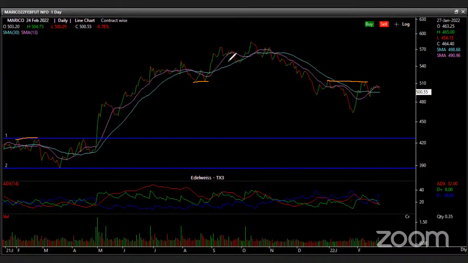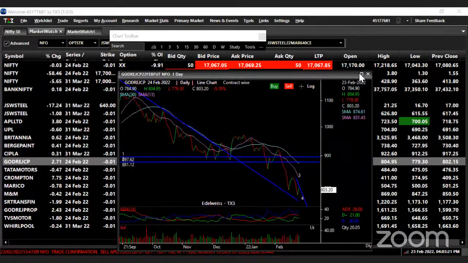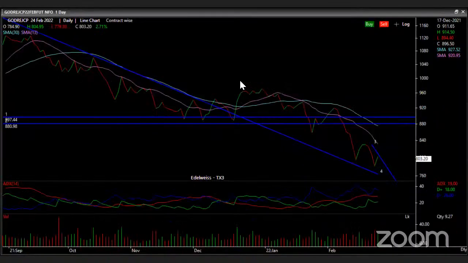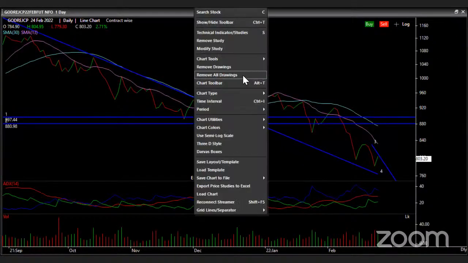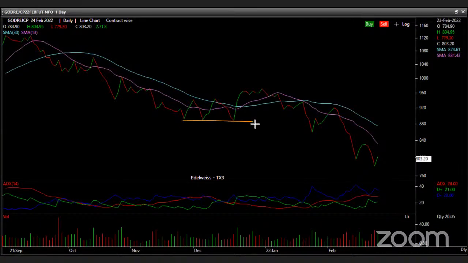So whenever we see this kind of double tops and double bottoms, we can react as per the theorems. Godrej CP. So if this one and this one are double bottom, then what can we refer to here? We can refer to it as a triple bottom. Means these are the buying areas where we are going to buy.